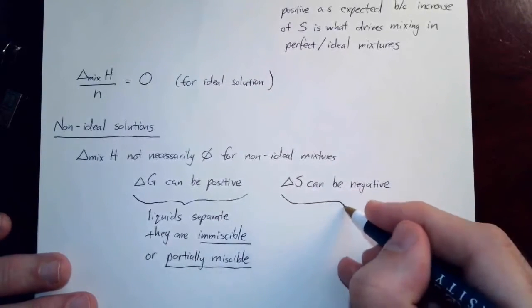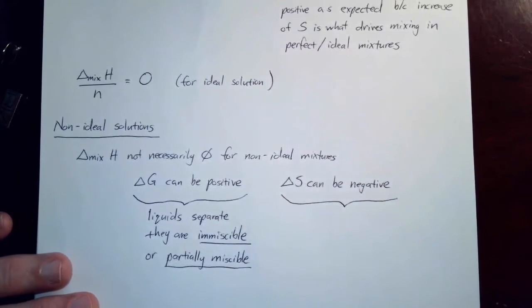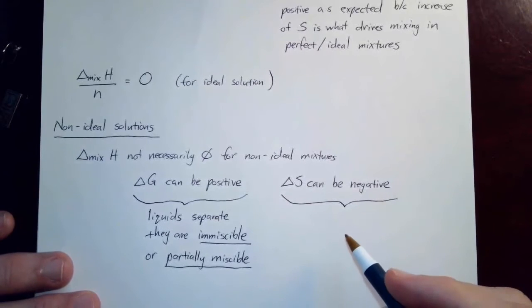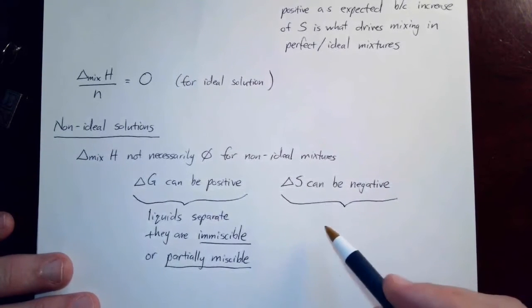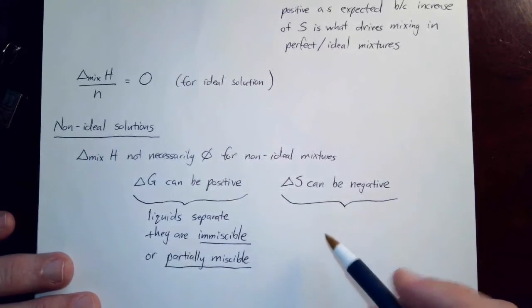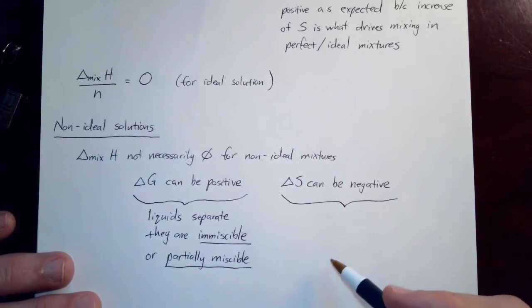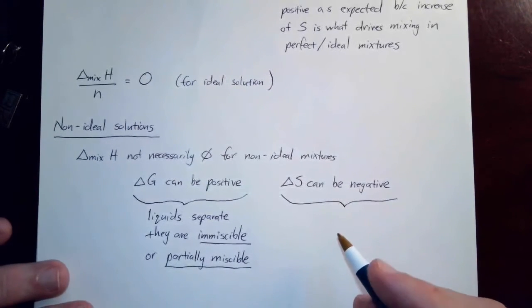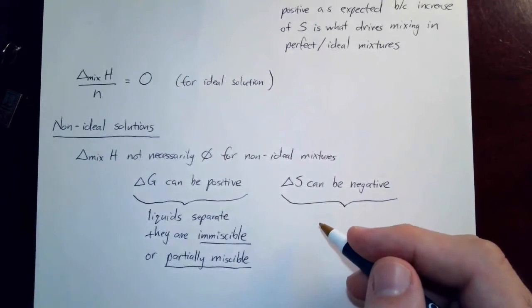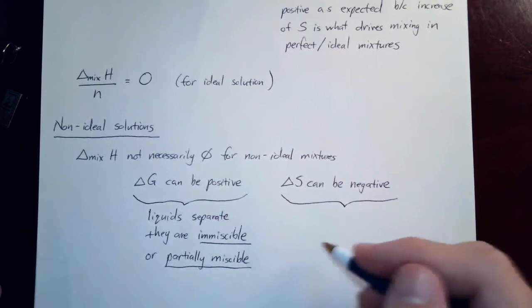How can delta S be negative? How can the entropy go down when you mix two liquids? What could happen is that some molecules, maybe A likes A or A likes B, might clump together, and that creates more organization in the mixture than it being purely random.